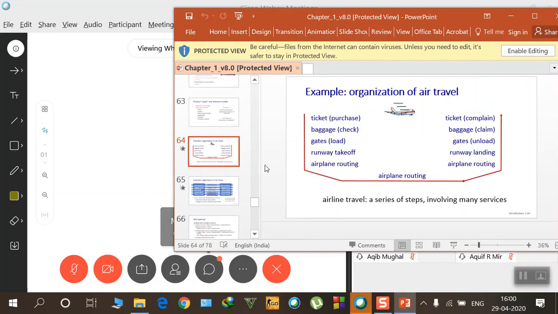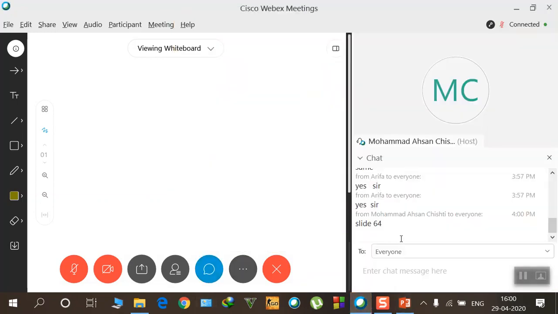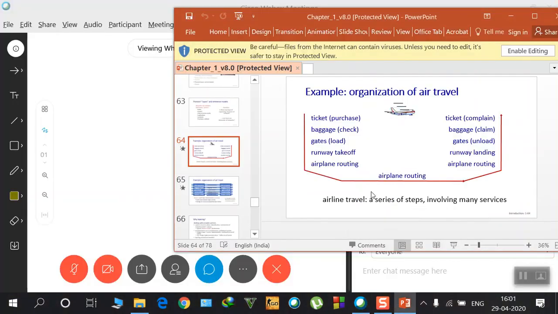Within slide number 64, it says protocol layers and reference model. The topic that we are going to take is a layered architecture. To understand the rest of our whole course, it is about these layers. What are the devices within the layers? What are the protocols within the layers? This is what we are going to discuss for the rest of the semester.